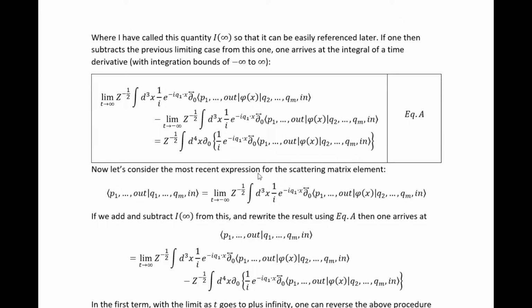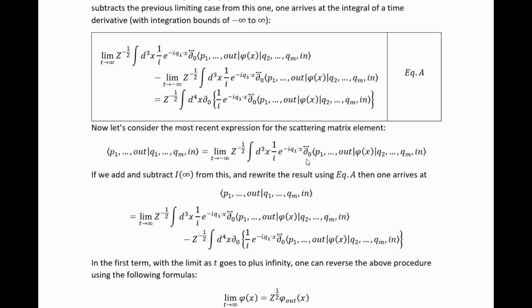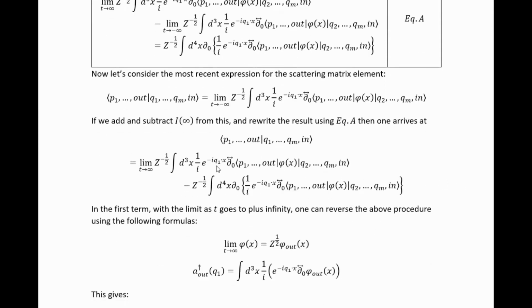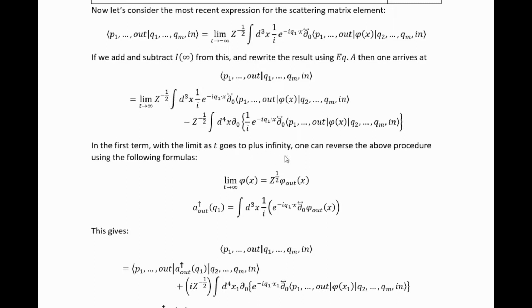Now let's consider the most recent expression for the scattering matrix element. It was given above, and I've placed it here as well to remind you. If we add and subtract I of infinity from this and rewrite the result using equation A, then one arrives at this. In the first term, with the limit as t goes to plus infinity, one can reverse the above procedure using the following formulas.